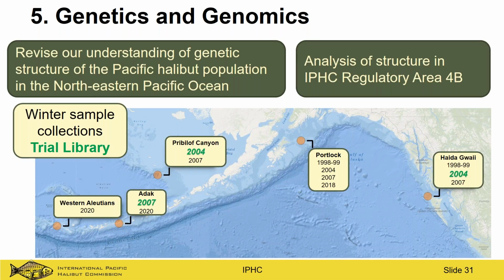All right, and so on this slide, this is a map of the different sampling locations and sample collections we have available for our research on population genetic structure, which feeds into that analysis of structure in regulatory area 4B. And so the years highlighted in green are sample collections that were included in this initial sequencing effort. So this is really the start of data generation for this project. And I think that's it for this. If we have any questions or comments.